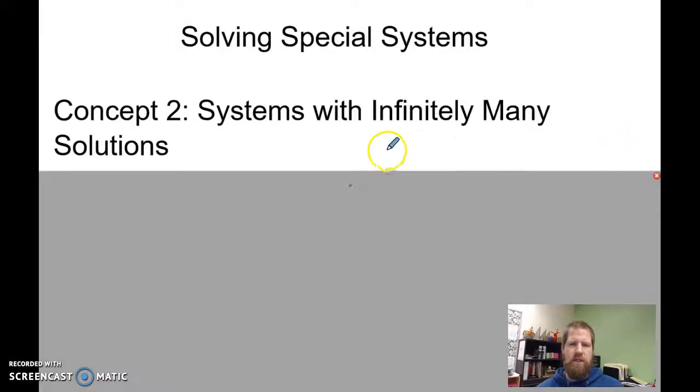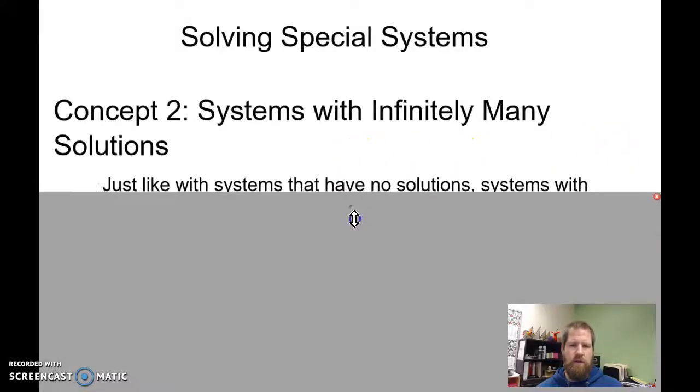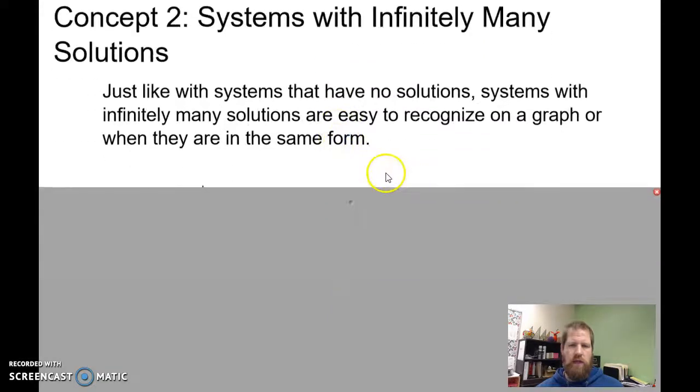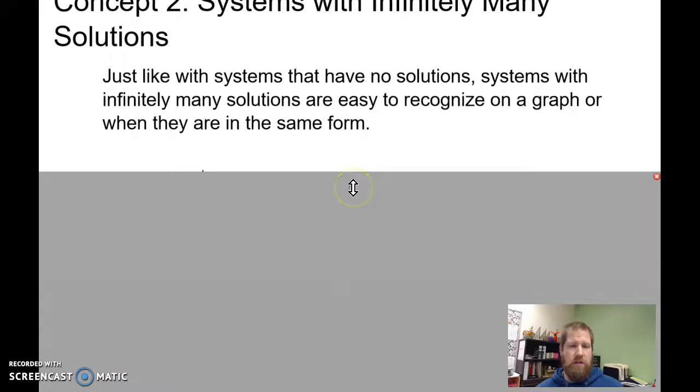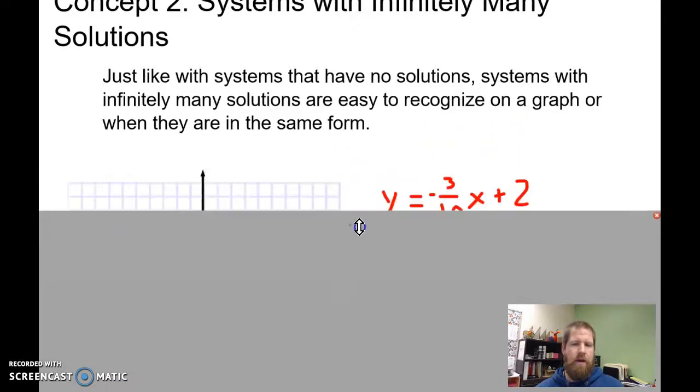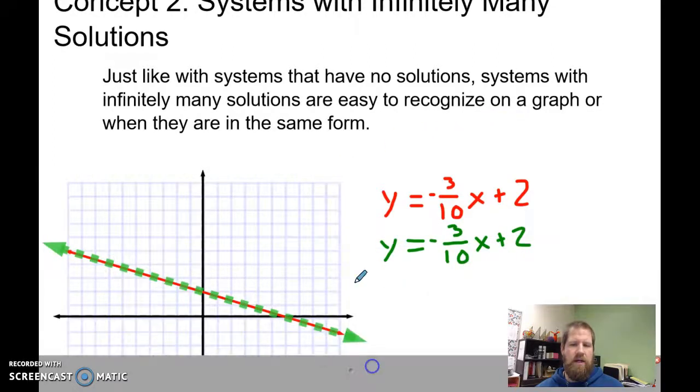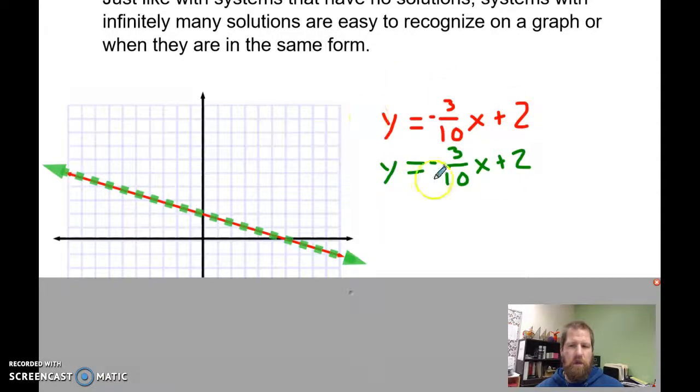Concept 2, systems with infinitely many solutions. Just like systems with no solutions, it's really easy to see from a graph systems that are going to have infinitely many solutions. It's easy to see on a graph, and it's easy to see when they're in the same form.